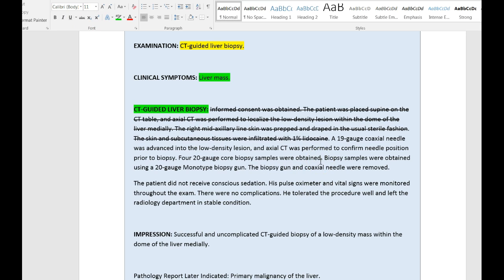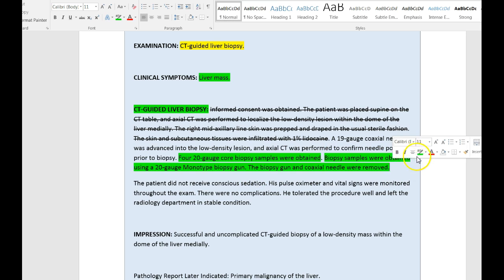So as we continue on, we'll see that the provider used a 19 gauge needle, and he used the needle while reviewing the CT scan to determine exactly where he's placing the needle and confirming the needle position, to remove some samples. We see here that the provider removed 4 core biopsy samples from the liver. It also tells us that biopsy samples were obtained using a 20 gauge monotype biopsy gun.